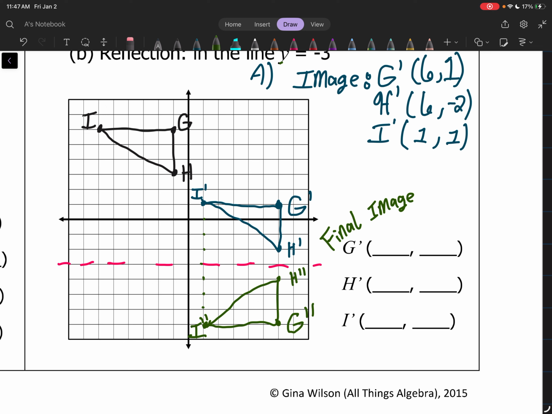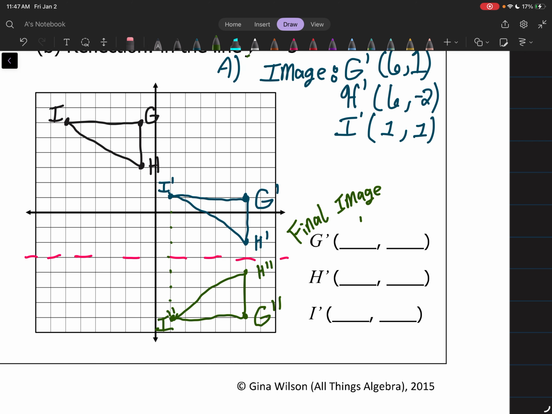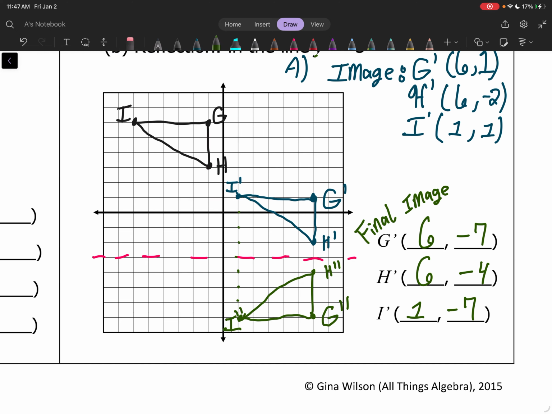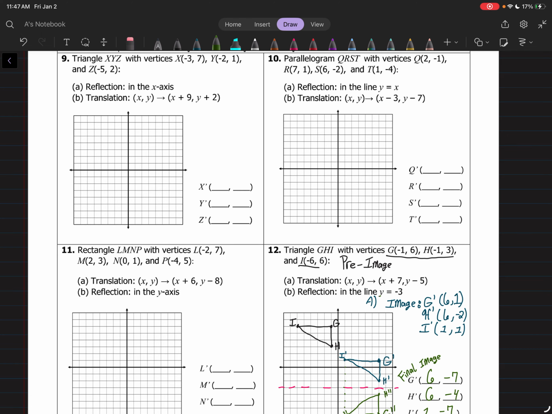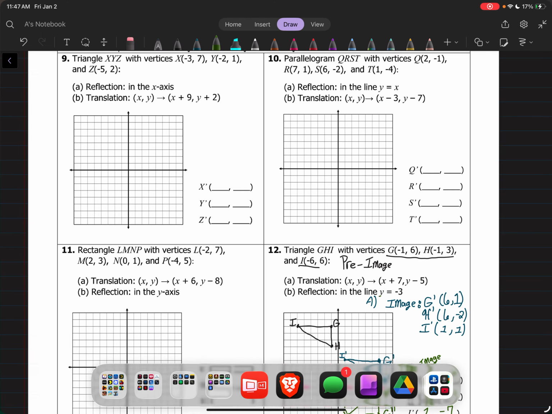There's my final figure. Now we can write down the coordinates. 6, -7, 6, -4, and 1, -7. Pause the video to try 9 through 11. Now let's look at the answers.